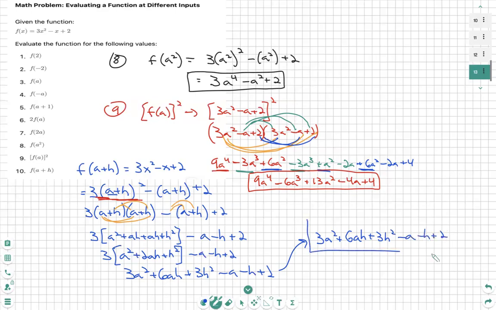Okay, so that is how you solve those input questions given that one function and those 10 different inputs to try and solve.